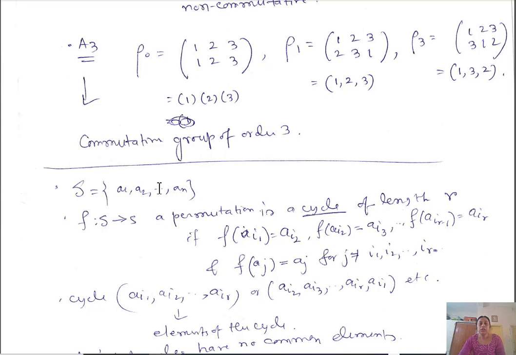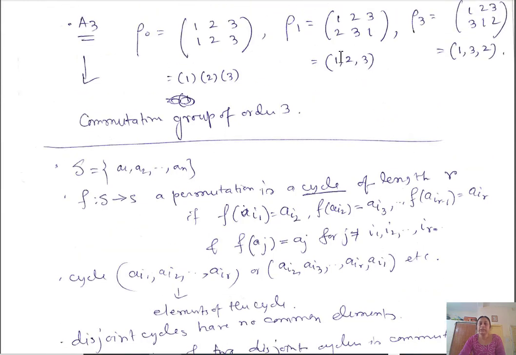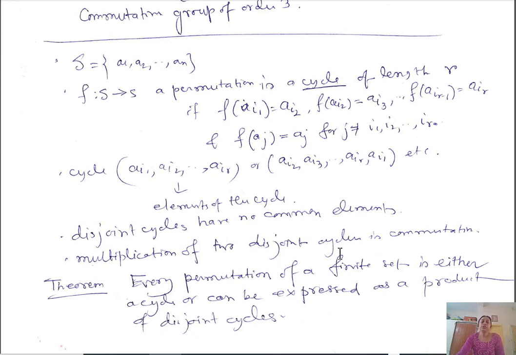Here also same way. So this is how we define a cycle: a permutation is a cycle of length r if this holds. These are the elements of the cycle. Disjoint cycles have no common element. So this is a cycle, this is a cycle, but they are not disjoint, they have common elements. Multiplication of two disjoint cycles is commutative.